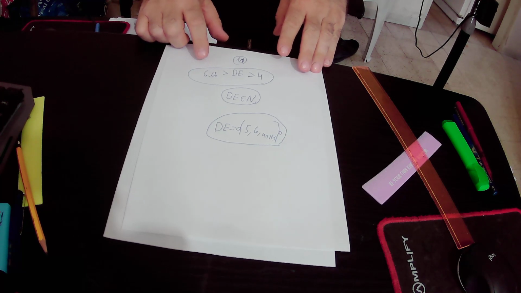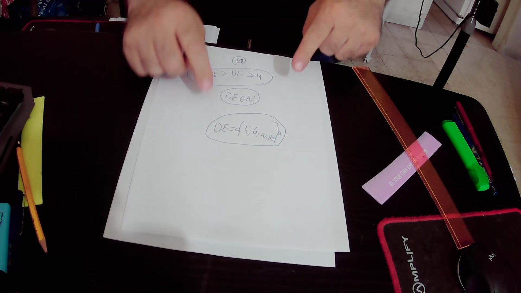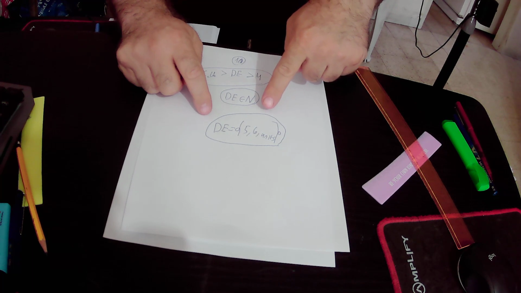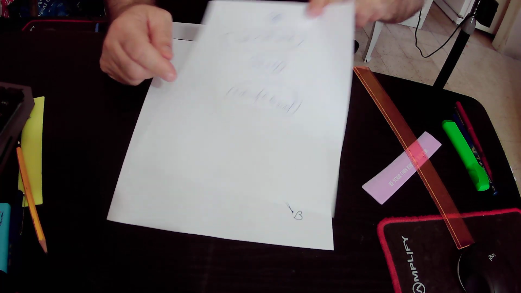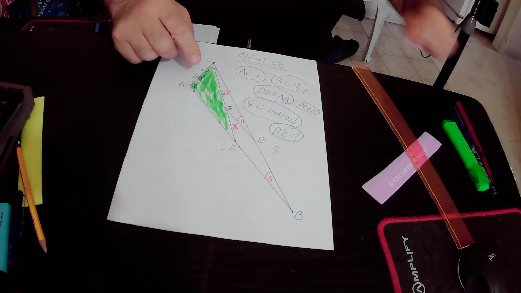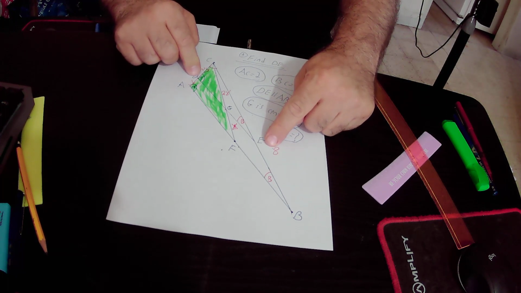So the final answer to the question is that DE equals either 5 units or 6 units in its size. Again, the size of DE is either 5 units or 6 units. And that is the final answer to the question.